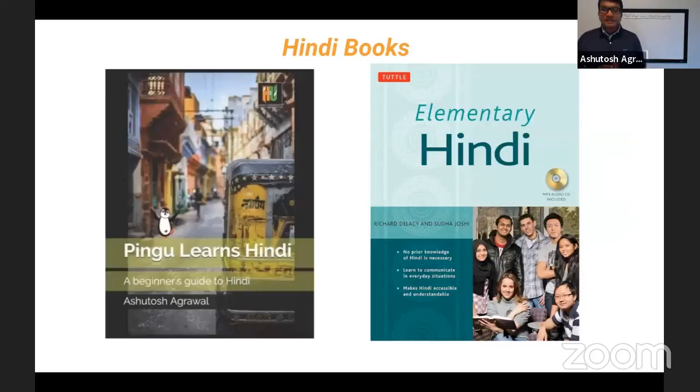These are the books that we've been covering this year: Pingu Learns Hindi as well as Elementary Hindi. Pingu Learns Hindi is written by me and Hindi University's amazing students, and Elementary Hindi is written by Professor Richard Delacy and Sudha Joshi. Richard Delacy is also a Hindi professor at Harvard University. Today we'll be covering chapter 19 of the Elementary Hindi book.